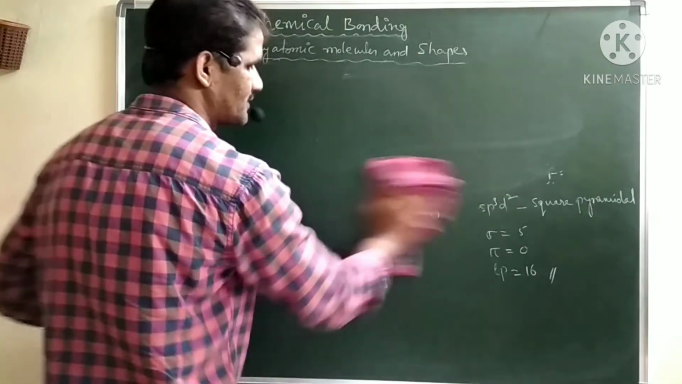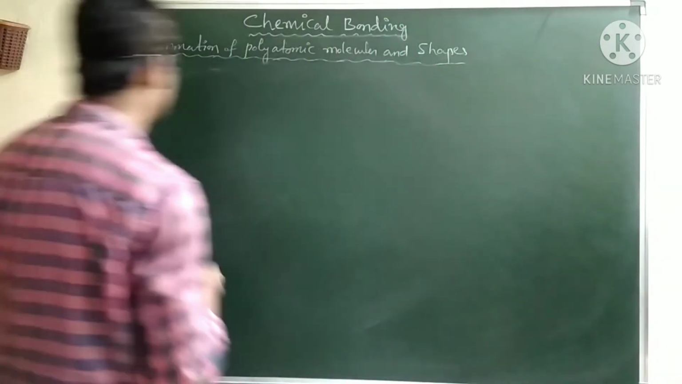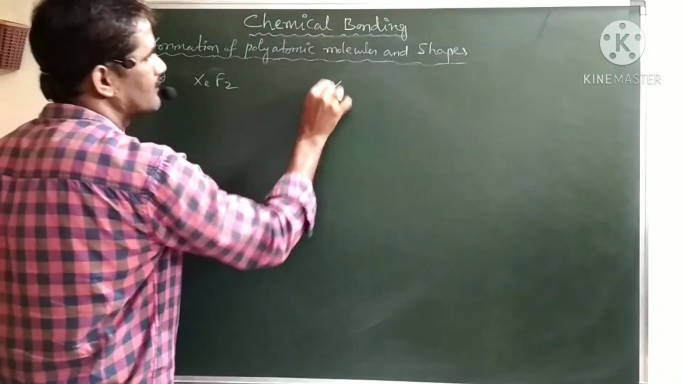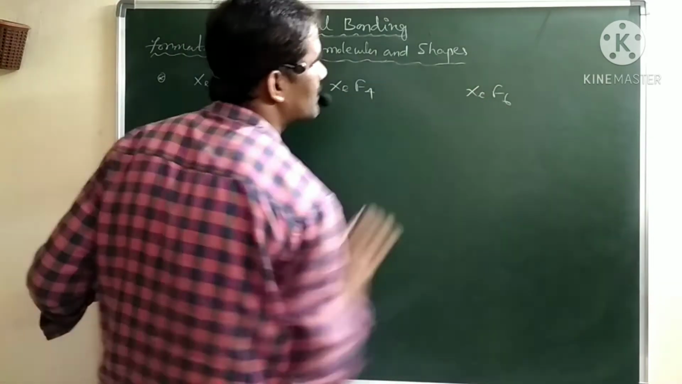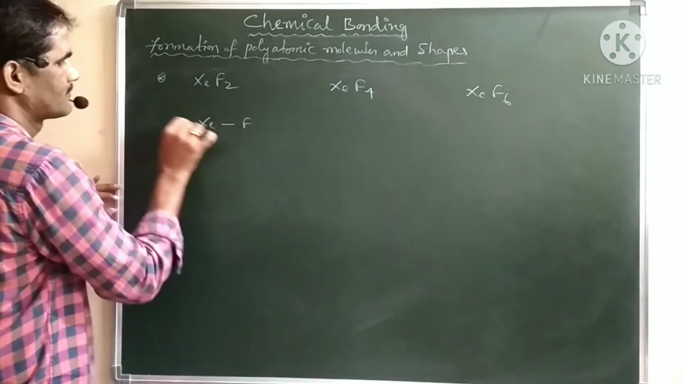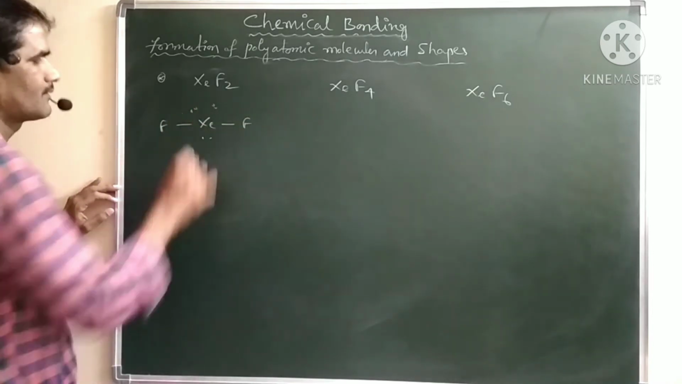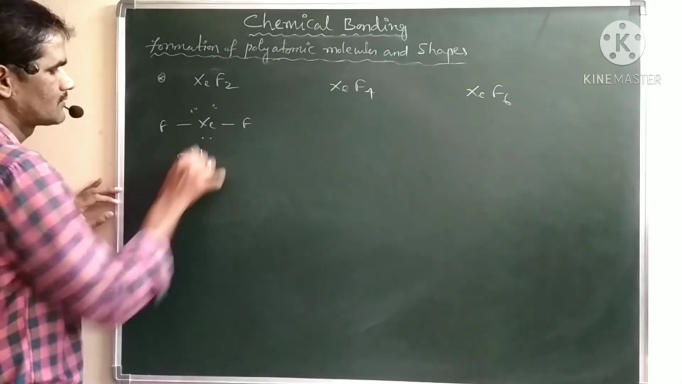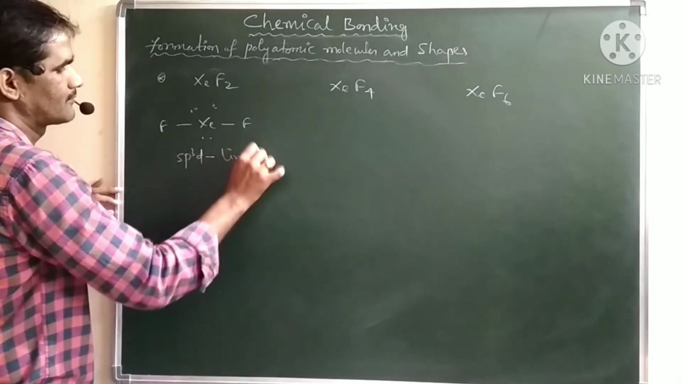Similarly, we can take some other examples, like xenon compounds: xenon difluoride, xenon tetrafluoride, and xenon hexafluoride. Again, xenon difluoride, the geometry. Here we have 3 lone pairs and 2 sigma bonds, total steric number 5. So sp3d hybridization with 3 lone pairs gives a linear geometry.